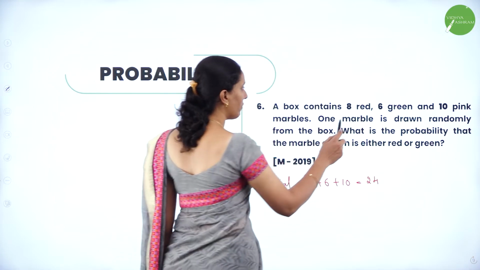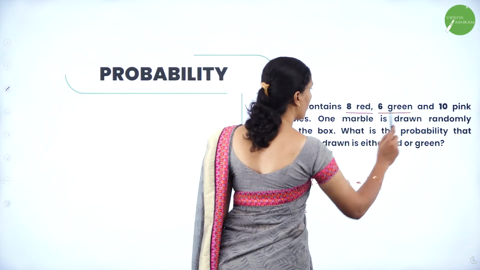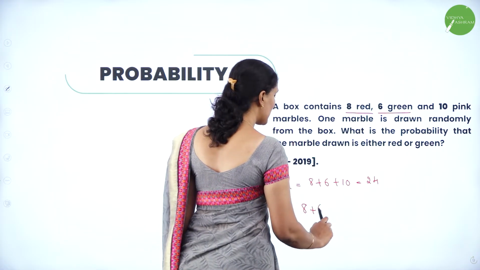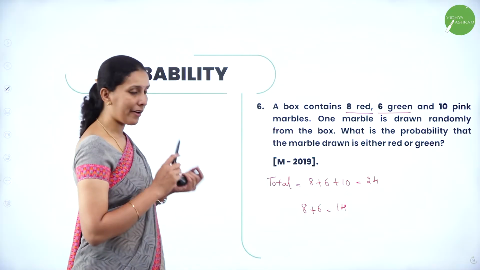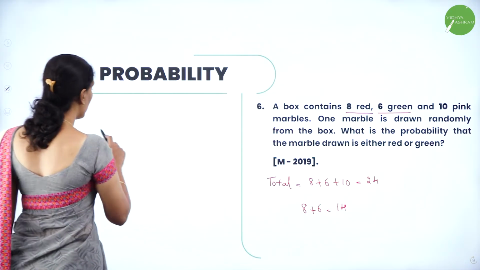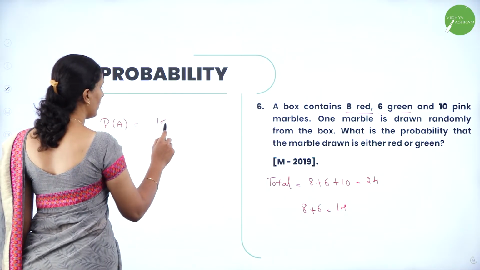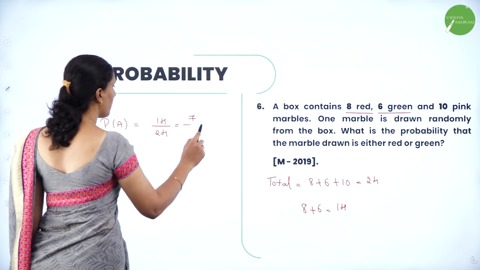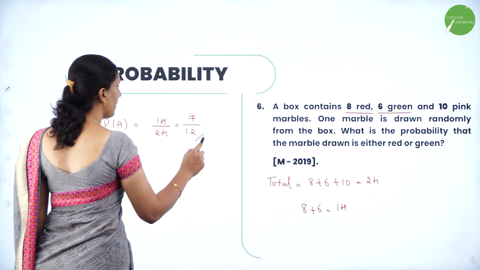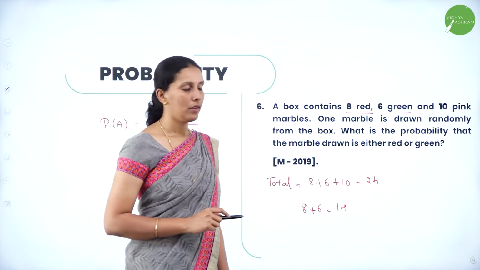So, how many red we have? We have 8 red. How many green we have? We have 6 green. So, 8 plus 6, 14 marbles we can select so that it will be either red or green. So, therefore, the probability value will be equal to 14 divided by 24. So, 2 7s are 14, 2 12s are 24. So, 7 by 12 is the value of the given probability.